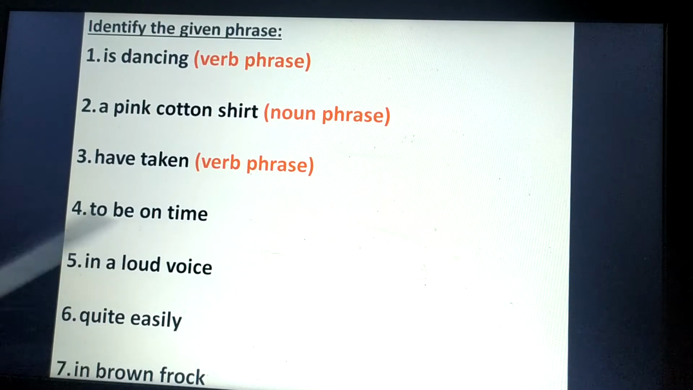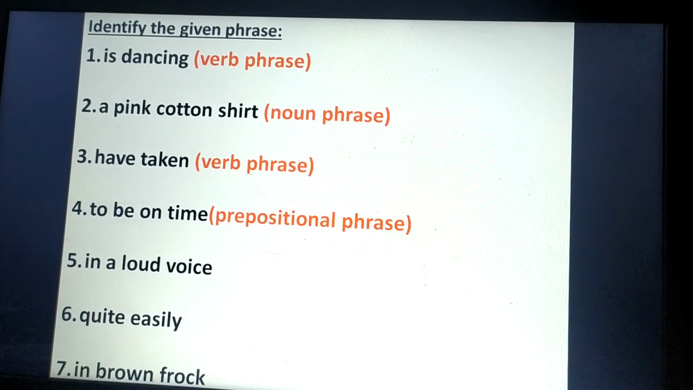Next, "on time." Here we focus on the preposition "on," right? So we can say that it's a prepositional phrase. Next we have "in a loud voice." In which type of voice? In a loud voice. So here we are focused on "loud." And what is loud here? Loud is an adverb. So it's an adverb phrase.